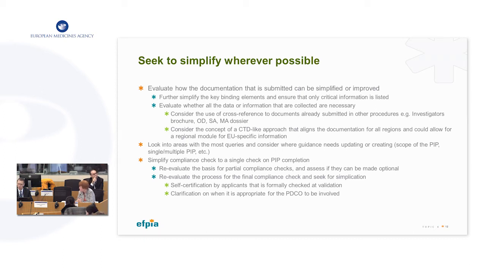After all, there is 10 years of experience within EMA. It would be interesting to see what a company really needs to deliver on to show that they've complied with their PIP. Collecting information, we know that the EMA collects information in databases and also looks at a lot of information we give in, but can we make better use of what's been given elsewhere? Can we use investigator brochures? Can we make cross-reference to the orphan drug designation dossier or to the briefing book from scientific advice, to the MA dossier as well when the product is already marketed?